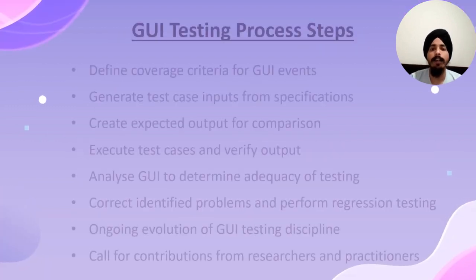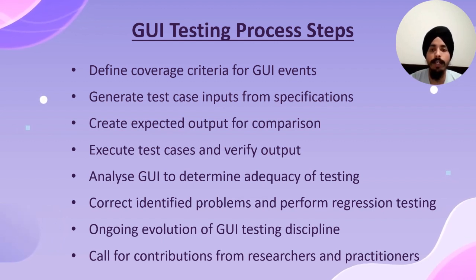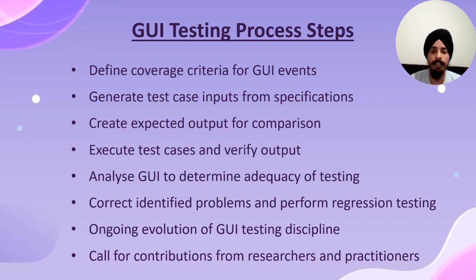In the next slide, here we can see the steps of GUI testing, which start from defining coverage criteria for GUI events, and then generating test case input from specifications. Next one is creating expected output for comparison. So when we have an output, we can easily compare both of them, execute test cases and verify output. When we execute the test case, then we easily verify with our output.